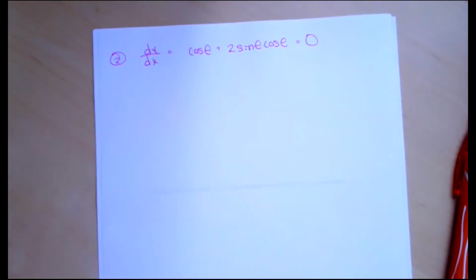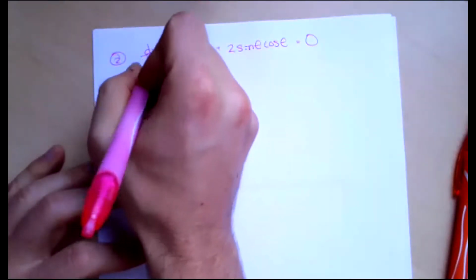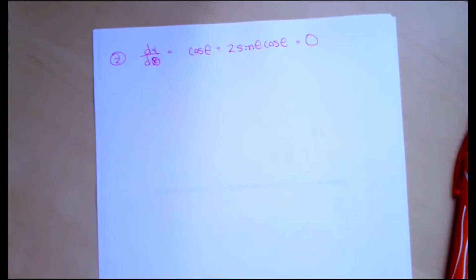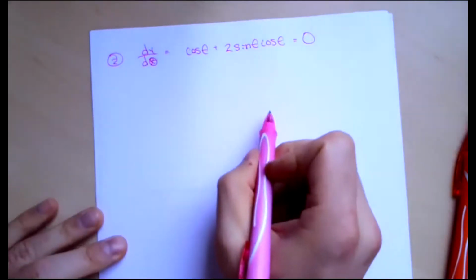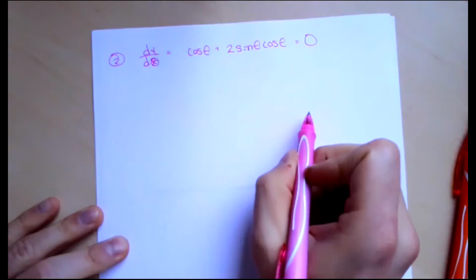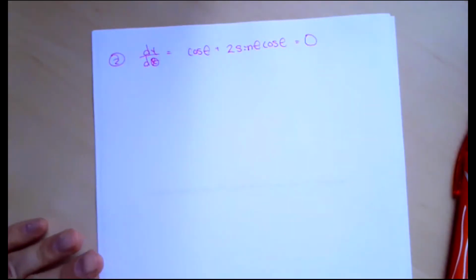So excuse me, dy d theta. When our change in y is 0, we've got to be horizontal. So this will give me where the horizontal tangent lines are.